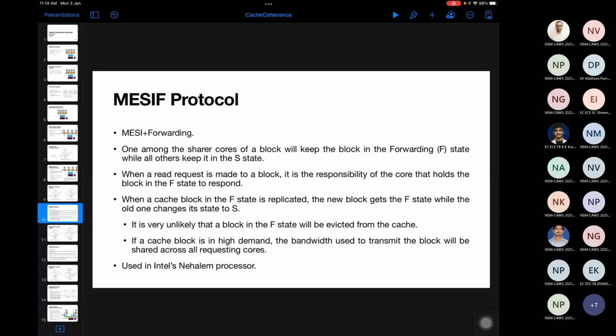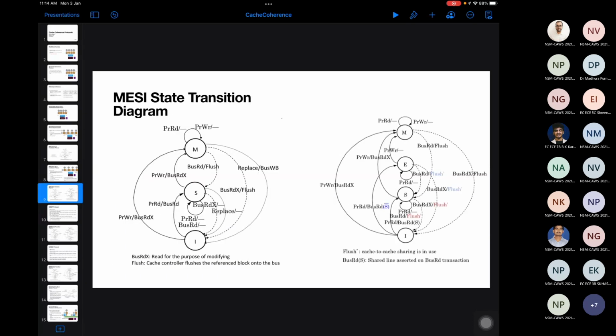So Intel uses MESIF, with the F for forward. Okay, so why are we requiring this? I'll just give a scenario. Let us say I have 4 cores in a multi-core system, and 3 cores have the data in a shared state. Let us say core 1, core 2, core 3 have the data in a shared state. Now core 4 wants the data.